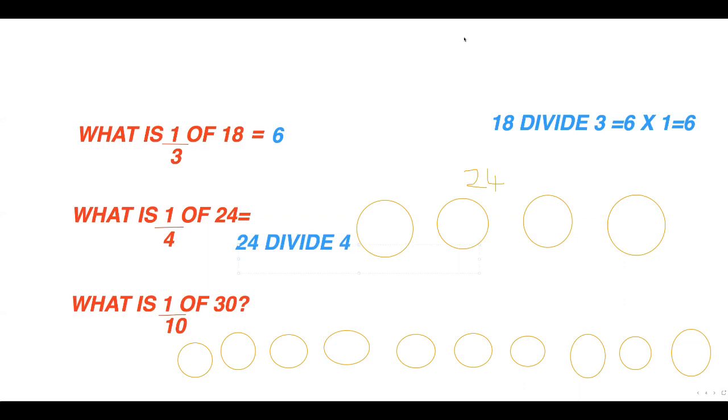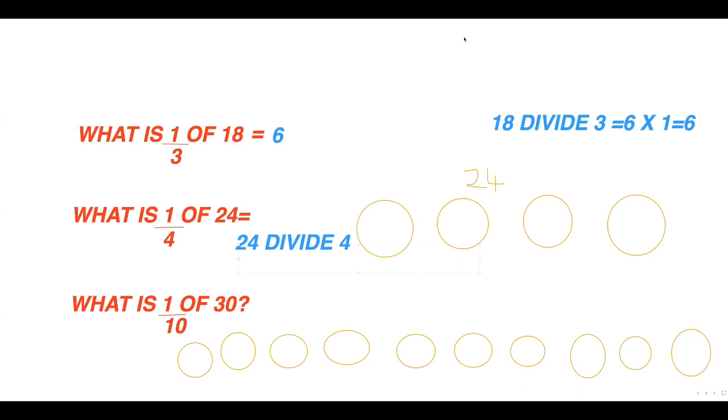Okay, so hopefully you got this right. You've got 20, and then we divide it by the bottom number, which is 4. 20 divided by 4 gives you 5, because 5 times 4 is 20. Then you times it by the top, which is 1. 5 times 1 is 5.